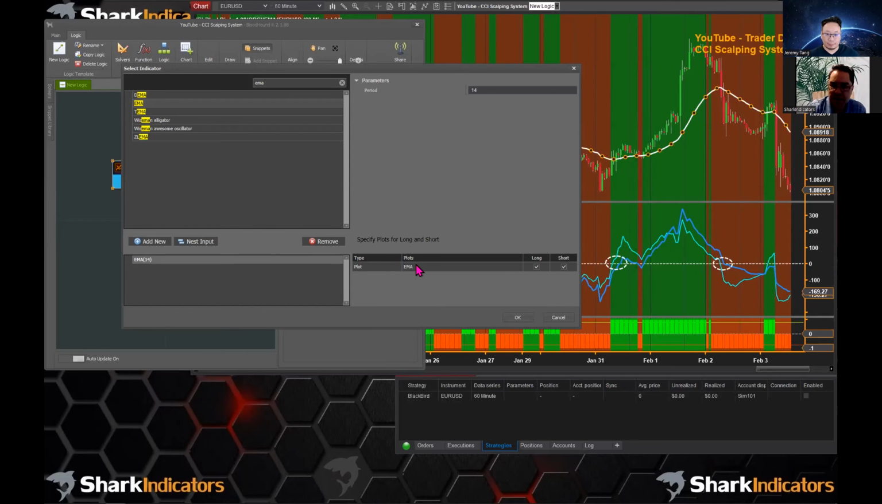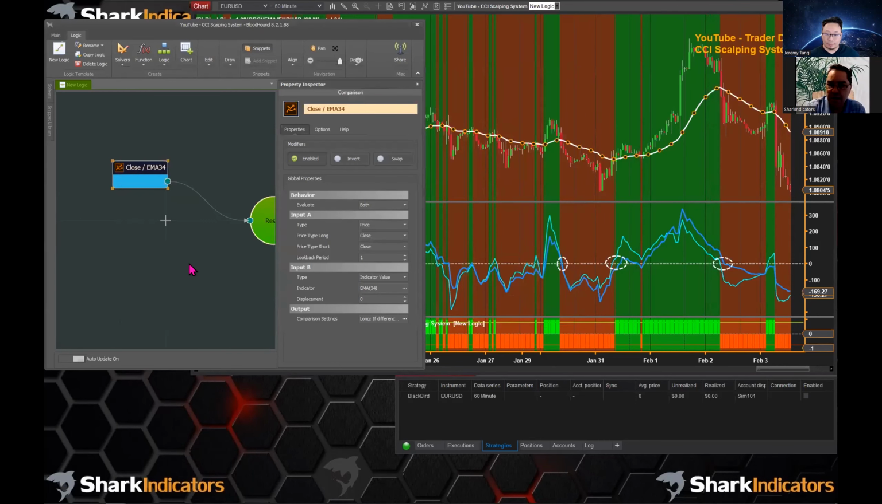That is the requirement: your indicator needs to have a plot, or what's called a data series, and it needs to output its information so that it's readable. Not all indicators do that, but the vast majority do. So there's my EMA. Now I just need to make it a 34 period, and we're done. So that's it. I just set up this comparison solver.